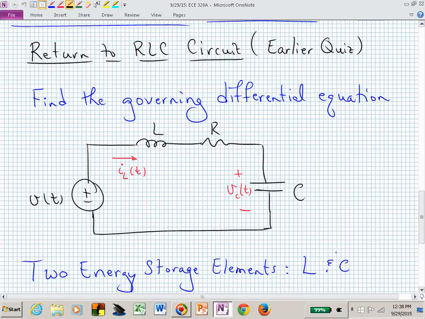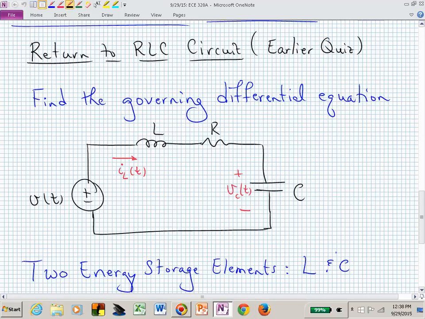I've already indicated what we talked about last time at the bottom. The number of energy storage elements in this circuit tells us a lot about that particular circuit's behavior. We have an inductor and we have a capacitor, and those two store energy. They're two unique energy storage elements, and because of that, we should expect that this differential equation governing the dynamic behavior in this circuit will be a second-order differential equation. Or maybe it's two coupled first-order differential equations.